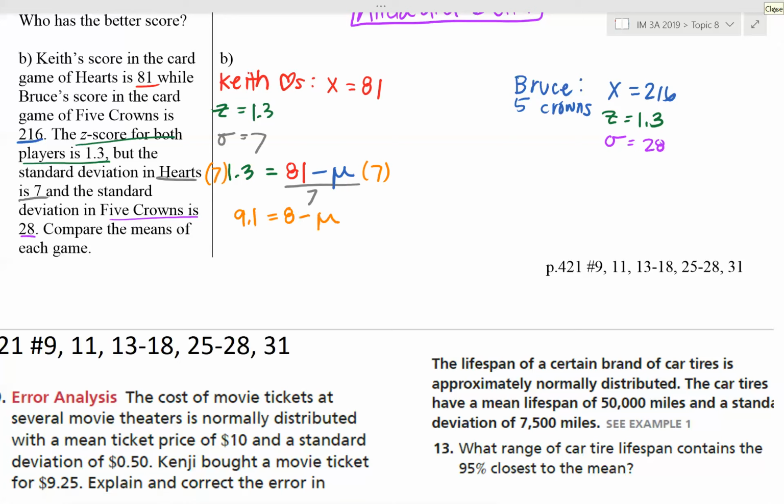And then I would subtract the 81. Oops. So if I subtract 81 from both sides, I get negative 71.9 is equal to negative mu. And so since they're both negative, technically I'm dividing by a -1. So the mean for hearts is 71.9.